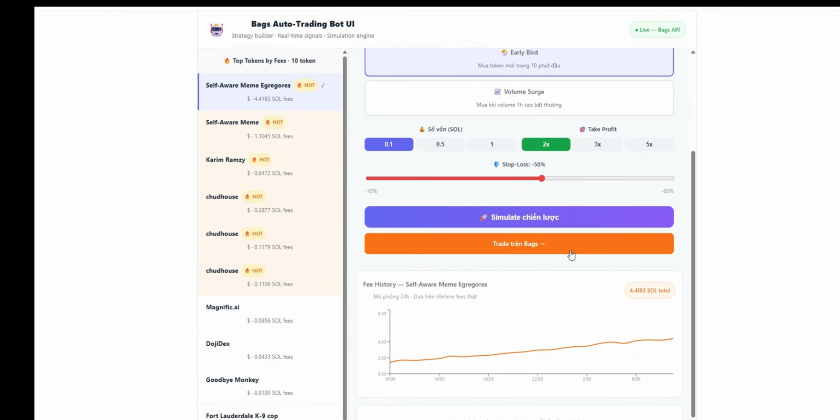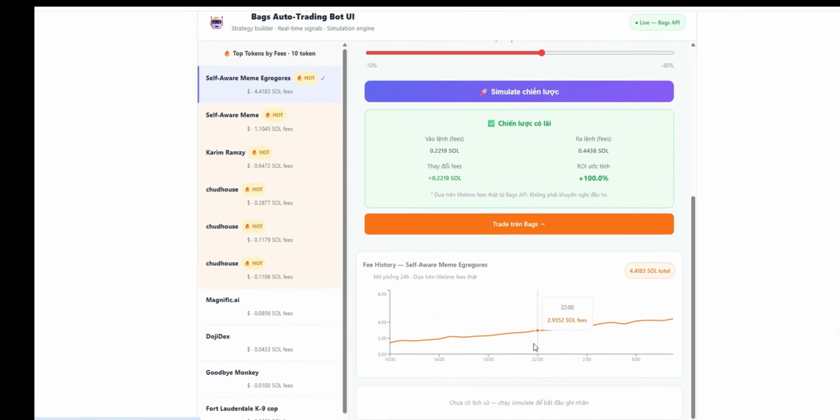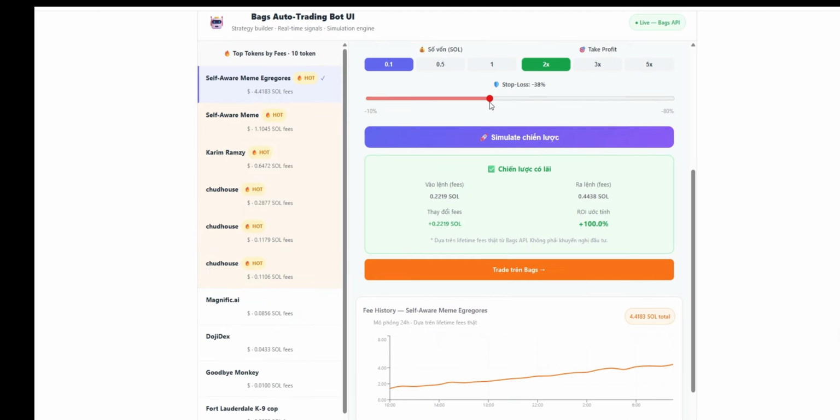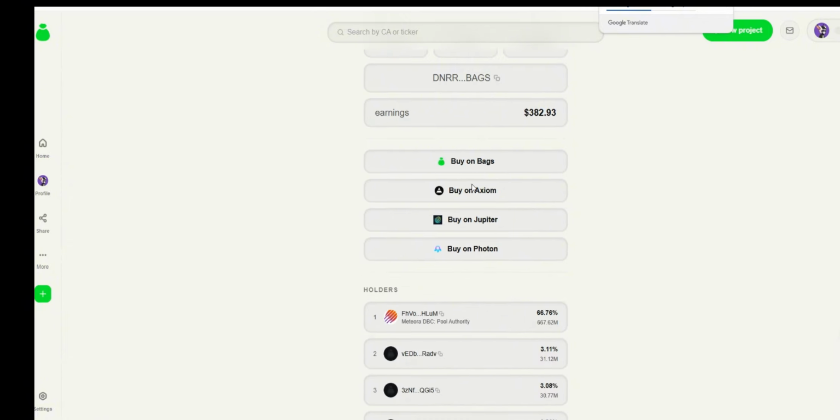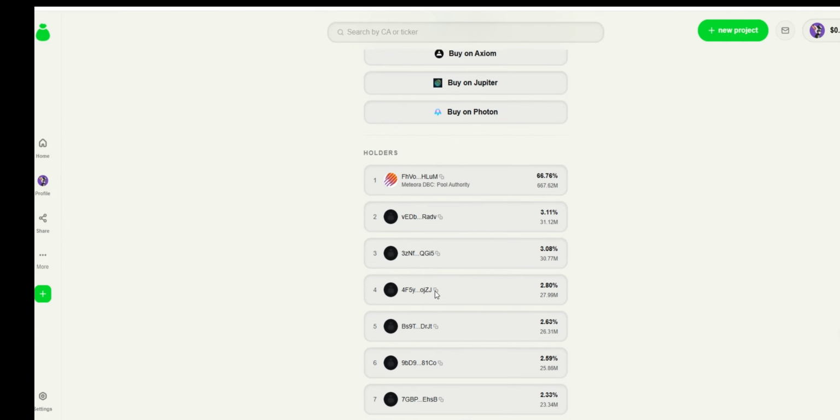In this video, I'm going to walk you through a platform that's been gaining serious attention in the trading space, the Bags Auto Trading Bot. Now, what makes this tool interesting is not just automation, but how it approaches trading in a much smarter, data-driven way. Instead of relying on guesswork or emotions, Bags allows you to simulate strategies, analyze performance, and only execute when you're confident in the outcome.